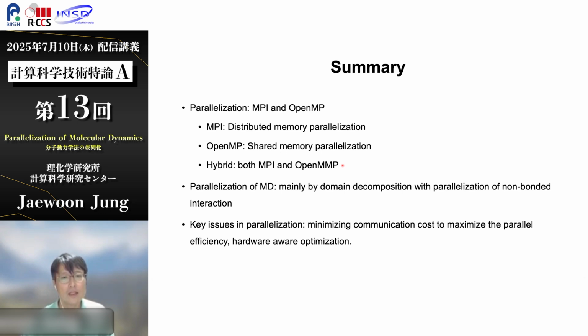And here we mention the parallelization of MD, mainly by domain decomposition in the parallelization of non-bonded interaction. And please keep in mind that it's also true in other parallelization schemes. In parallelization, what is important is to minimize communication cost and maximize parallel efficiency. And also, hardware-aware optimization is important. Your approach to parallelization for CPU and GPU can be very different from each other.